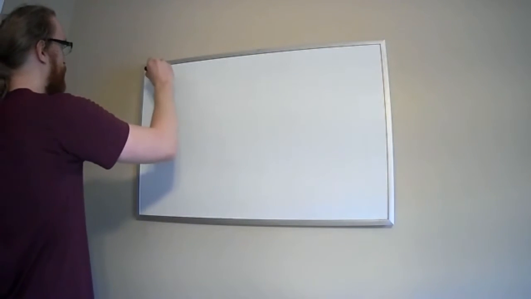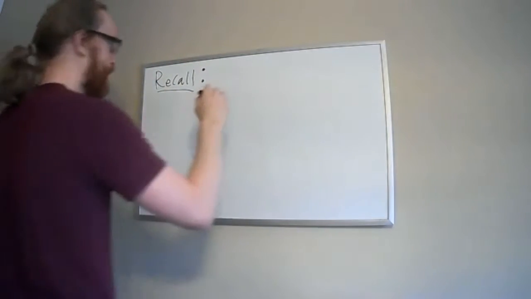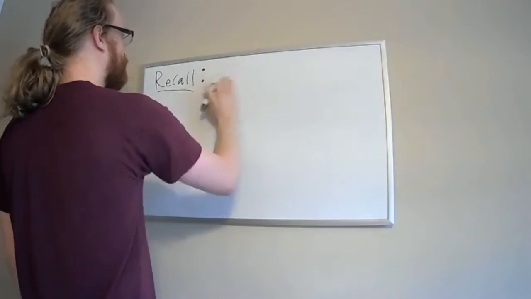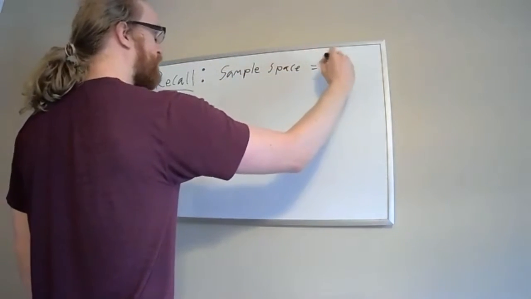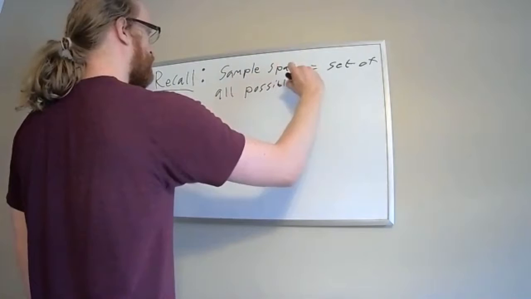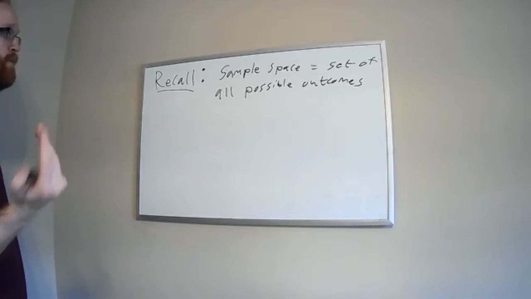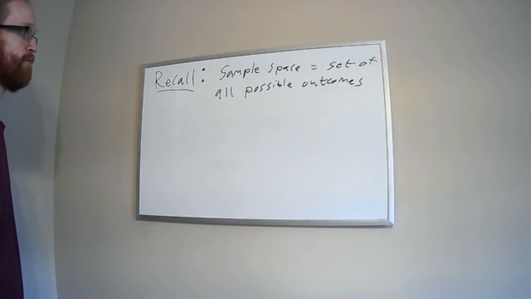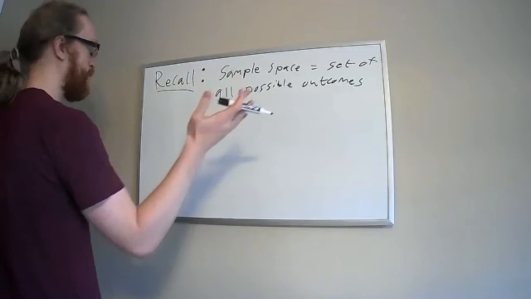I just want to remind you, this is just a basic property of probability in general. Just remember that the sample space for an experiment is the set of all possible outcomes. So I'm just collecting all the possible outcomes of some experiment, right? If I flip a coin, the only possible outcomes are heads or tails. If I roll a die, the only possibilities are the 6 numbers on the die, right? And so forth. So just collecting all the possible outcomes.